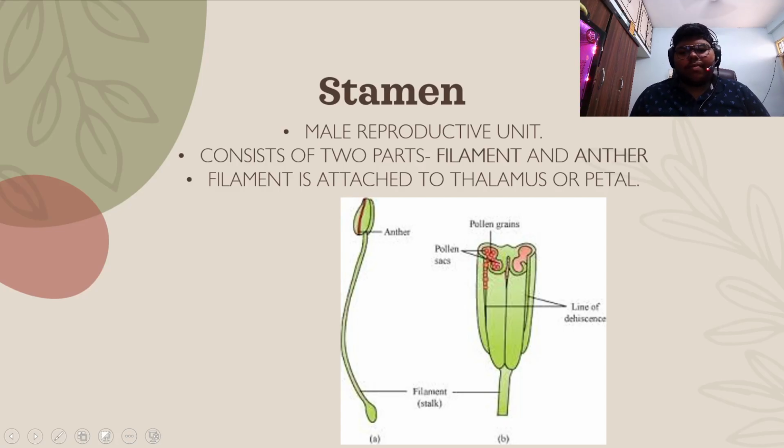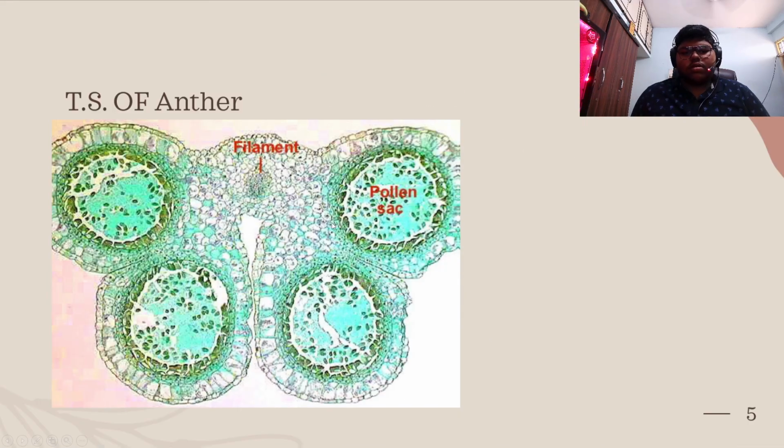Stamen, male reproductive unit, consists of parts, filament and anther. Filament is attached to thalamus or petal. Then here is the TS of anther. You can see here are the pollen sac, and from here the filament originates.